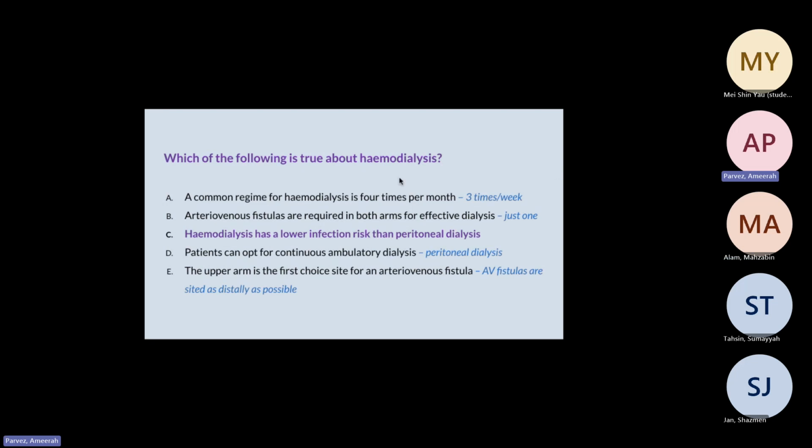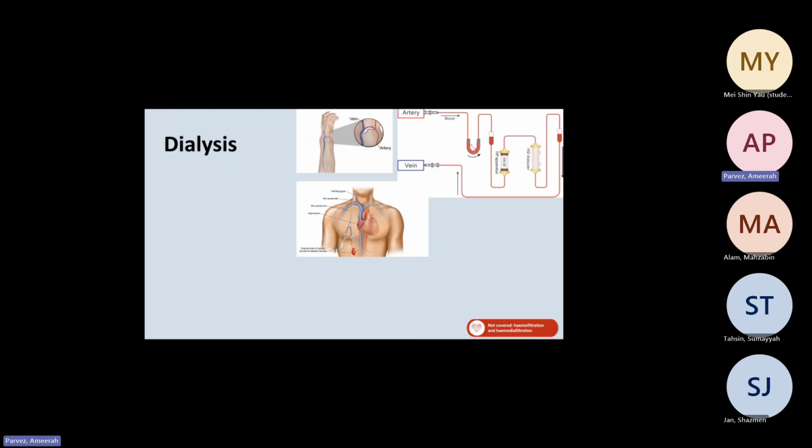HD is very time consuming. Oftentimes people spend hours in the treatment center connected to the machine many times a week. And in the AVF, this is usually just needed in one arm. Usually the radiocephalic fistula is preferred because it's a bit more distal, so it's simpler to create and also easier to access. It also means that more proximal areas are preserved for fistula creation if necessary. And finally, HD cannot actually be continuous, only peritoneal dialysis can be. Hemodialysis has a lower infection risk than peritoneal dialysis.